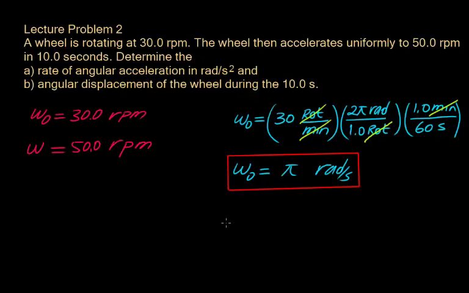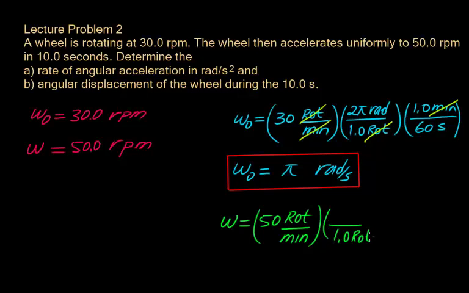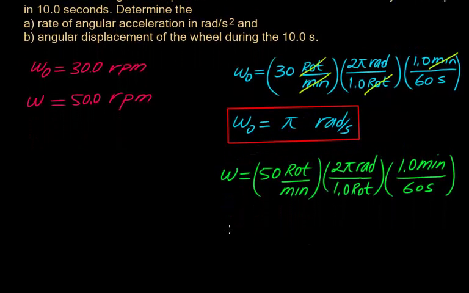In a similar way, we can convert the final angular velocity, which is equal to 50 rotations per minute. One rotation equals 2 pi radians, and 1 minute equals 60 seconds. Solving for the final angular velocity, we obtain 5.24 radians per second.